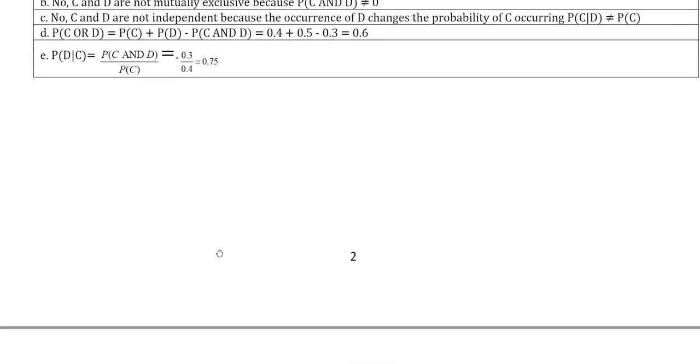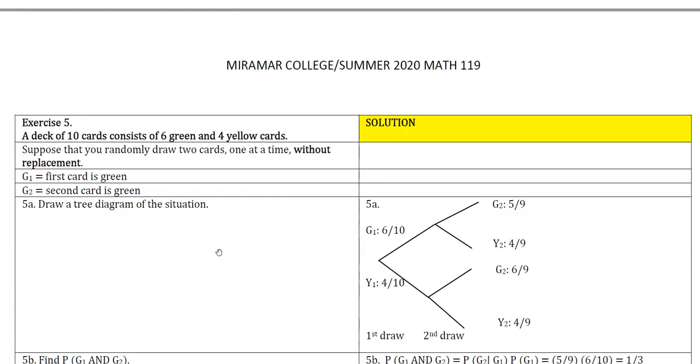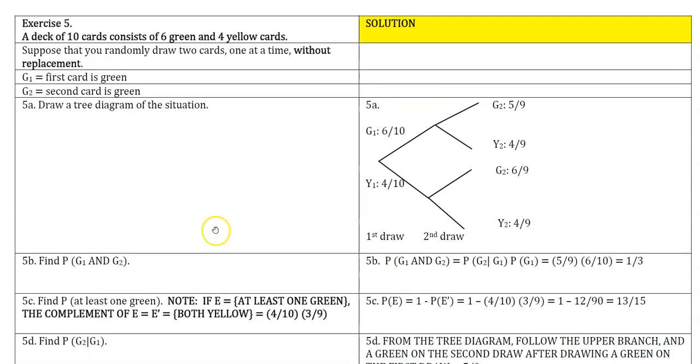Okay. All right, let's go to the last problem here. And here again, we have a deck of cards, and we're going to be drawing 2 cards from this deck without replacement.